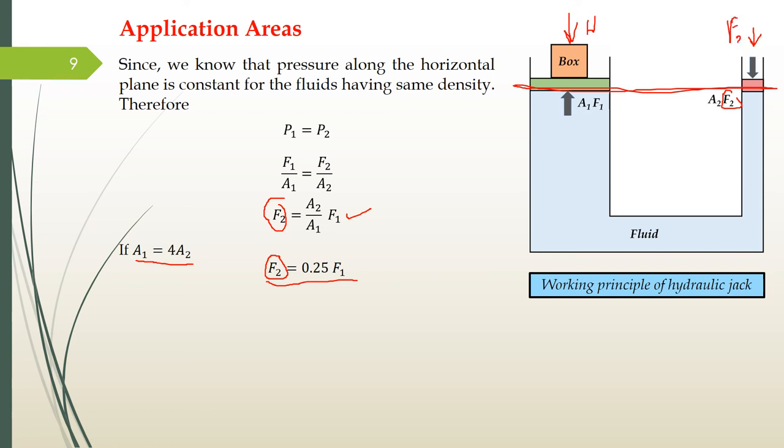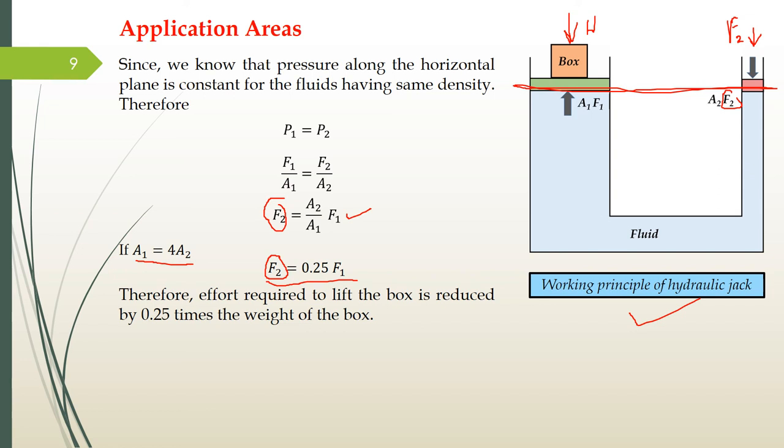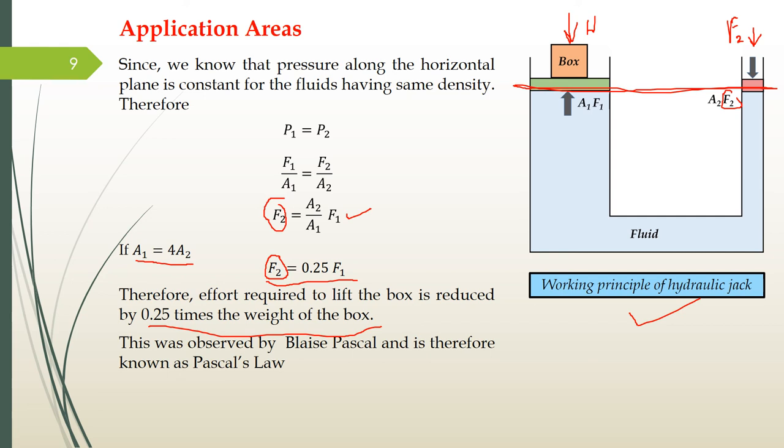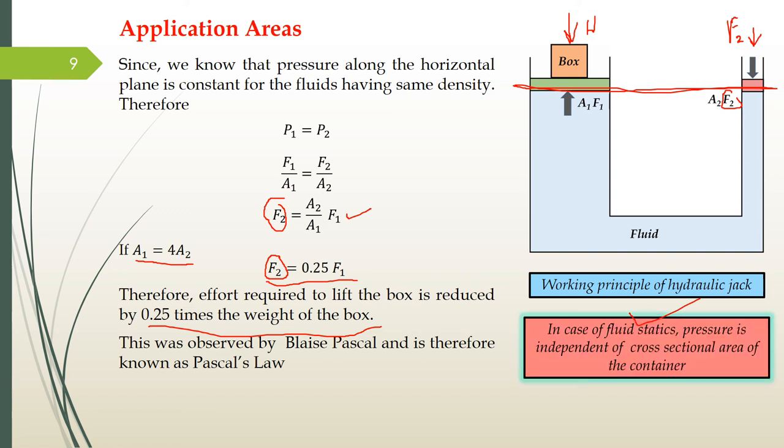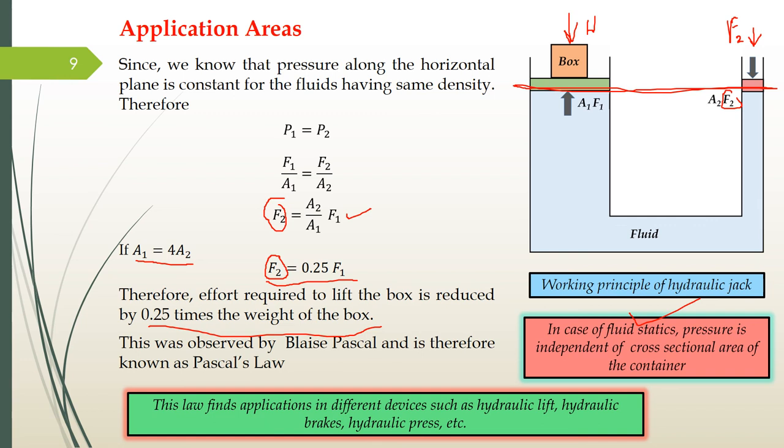By using this kind of arrangement, it is basically the principle of a hydraulic jack. By using this principle, the reduction in the force required to lift the box can be obtained. Therefore, the effort required to lift the box is reduced to 0.25 times the weight of the box by using Pascal's law, and this is basically the principle of your hydraulic jack. This was first observed by Pascal, and therefore it is known as the application of Pascal's law. This law also finds application in different devices such as hydraulic lifts, hydraulic brakes, hydraulic presses, and there are other application areas of Pascal's law. So this was regarding the application areas of Pascal's law.